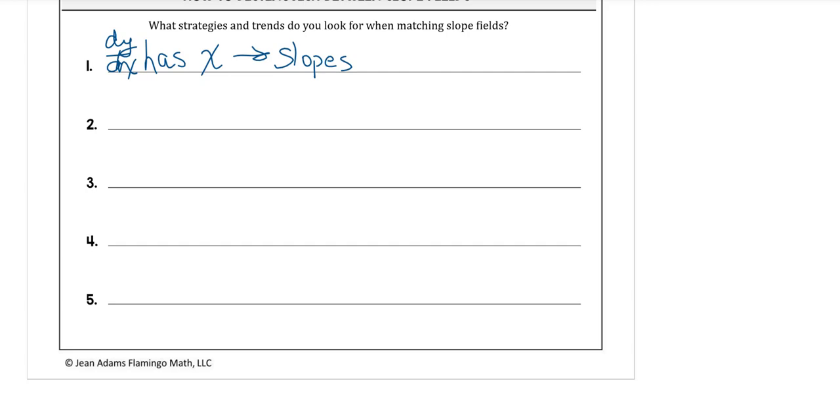In other words, if you look up and down, all those lines at a particular x value should be parallel. So the slopes change left to right only.